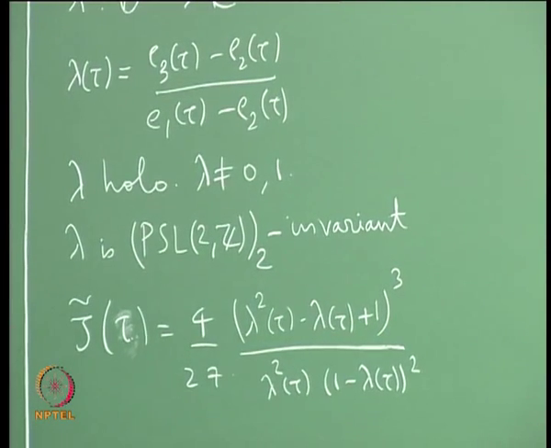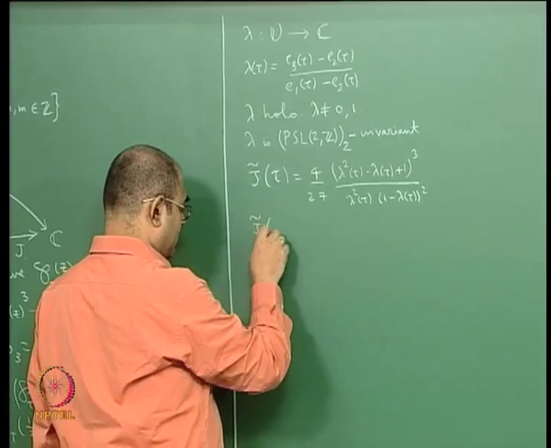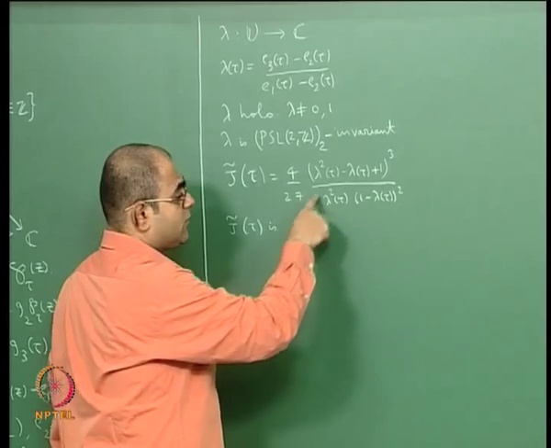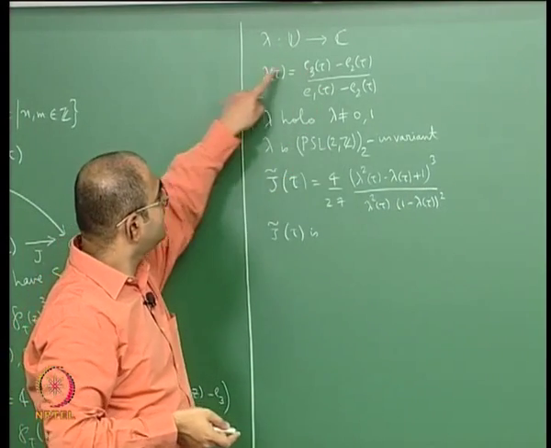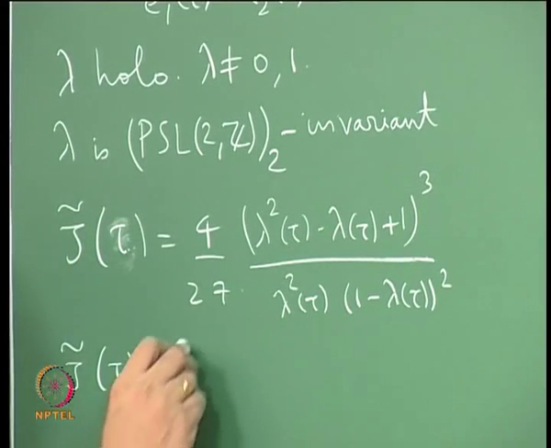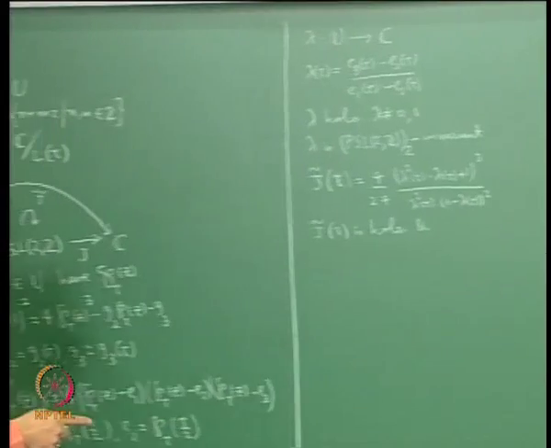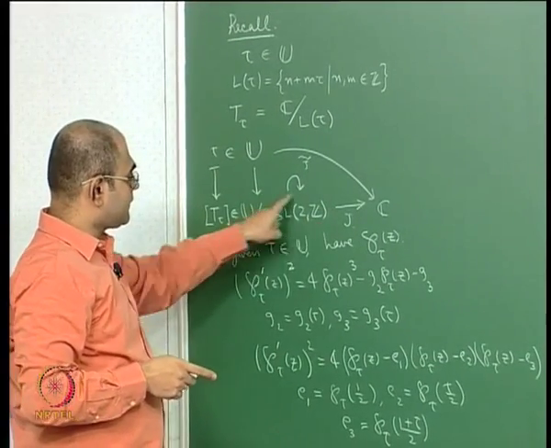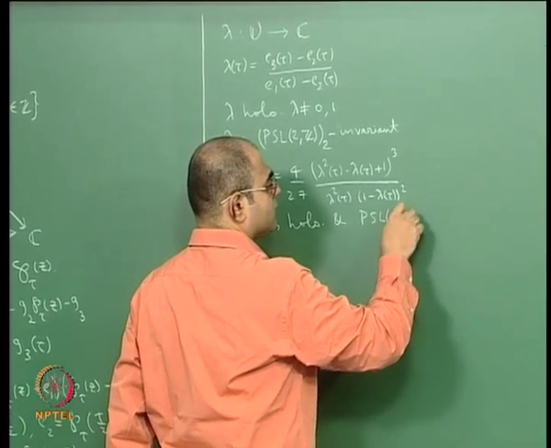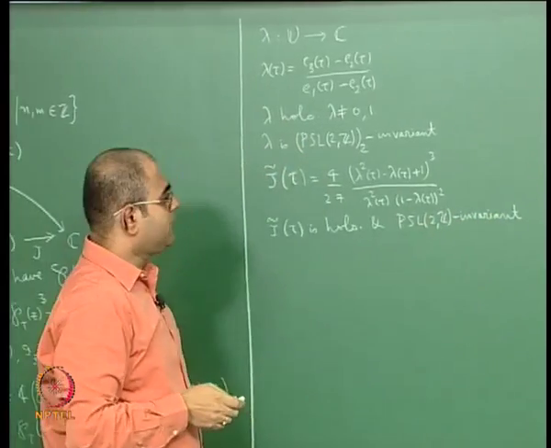We defined this function j tilde, and what we proved was this: since lambda is not equal to 0 or 1, the denominator never vanishes, and since lambda is a holomorphic function, j tilde of tau is also holomorphic. This function is the function that we want, namely the one that is invariant under the full unimodular group. So it is PSL2Z invariant.